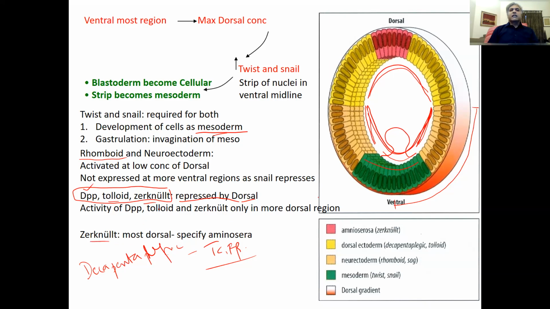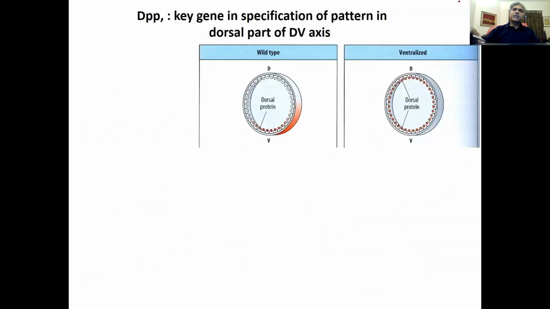Zerknüllt, which is another important protein together with DPP, is very high, and it specifies amnioserosa. Amnioserosa is extraembryonic tissue here. So this region, the dorsalmost region, is called amnioserosa, and zerknüllt is involved in specifying it. We are soon going to see how DPP actually plays a role in dorsal ventral pattern formation.